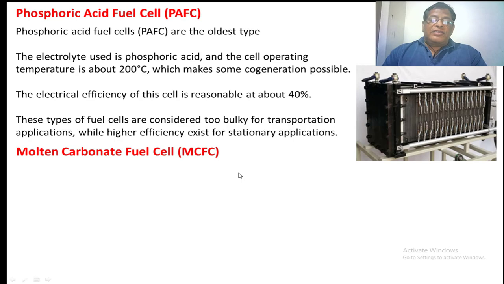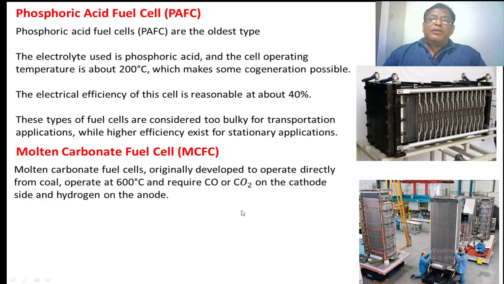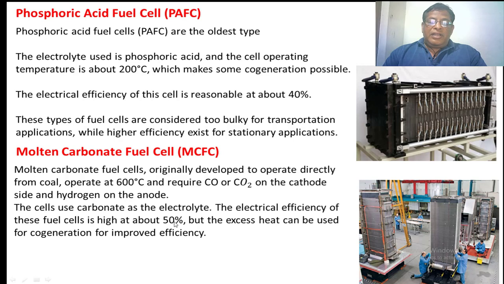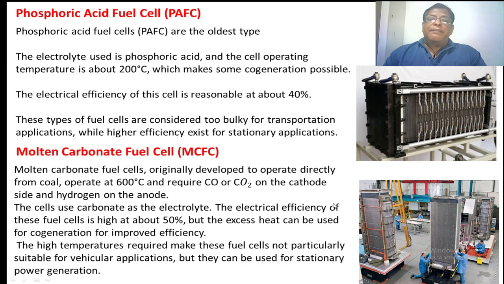Molten carbonate fuel cell, MCFC. The operating temperature of this molten carbonate fuel cell is 600 degrees. It requires carbon monoxide and carbon dioxide on the cathode side, hydrogen on the anode side. The efficiency of this fuel cell is nearly 50%, but excessive heat is generated, so due to this excessive heat, you can go for cogeneration. Because of this high temperature, this fuel cell is not suitable for the electrical vehicle, but it is more suitable for stationary power generation.